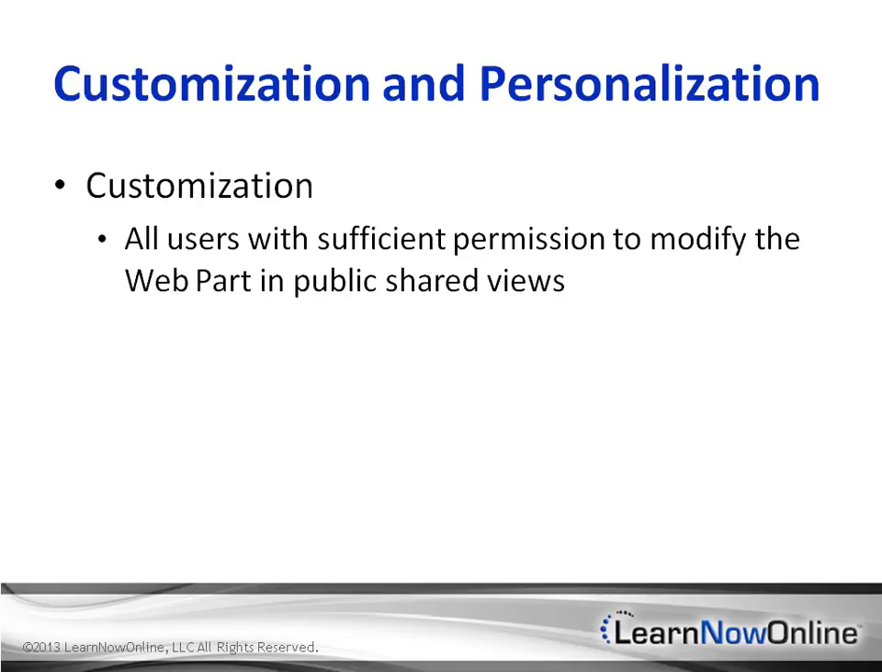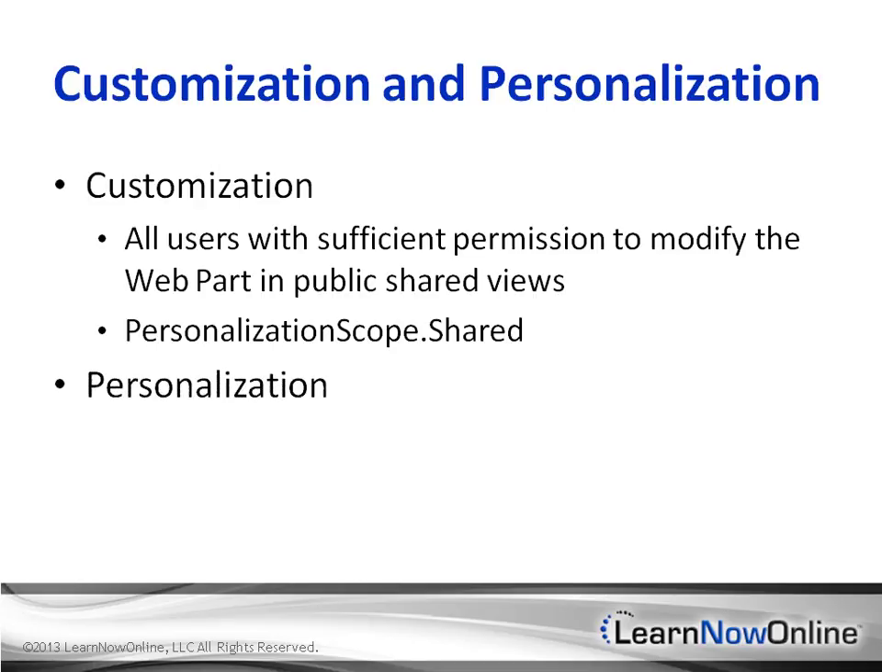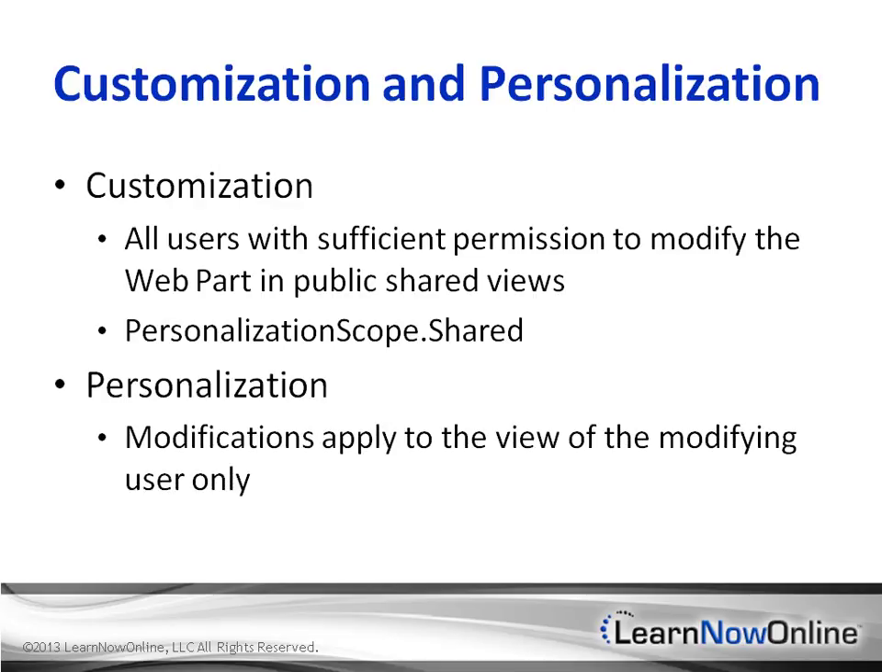So to let people know that a web part property is available for customization, we have to use the personalizable attribute, with a parameter of personalization scope.shared. Now, personalization allows the user to make modifications to a page that only the user can see. And to personalize the page, the user selects personalize this page from the welcome menu. That's using personalization scope.user. So to decorate your web part with this, you'd use the personalizable attribute again, but in this case you would specify personalization scope.user.